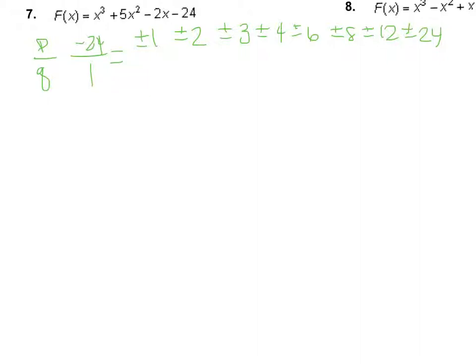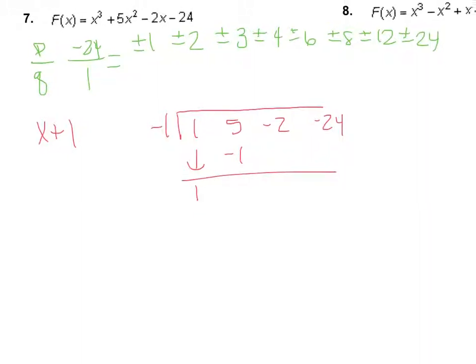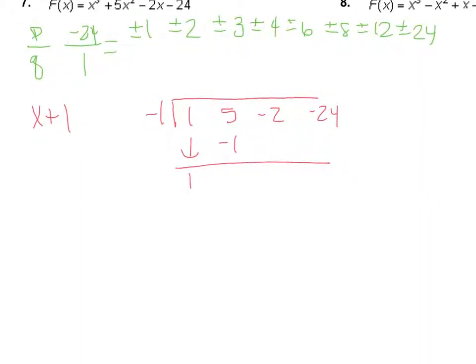So I'm going to start off with x plus 1. I want to find out if that's a factor, so I'm going to do negative 1. My division symbol, I have 1, 5, negative 2, and negative 24. I'm going to bring down my 1. Negative 1 times 1 is negative 1. And 5 minus 1 is 4. Negative 1 times 4 is negative 4.